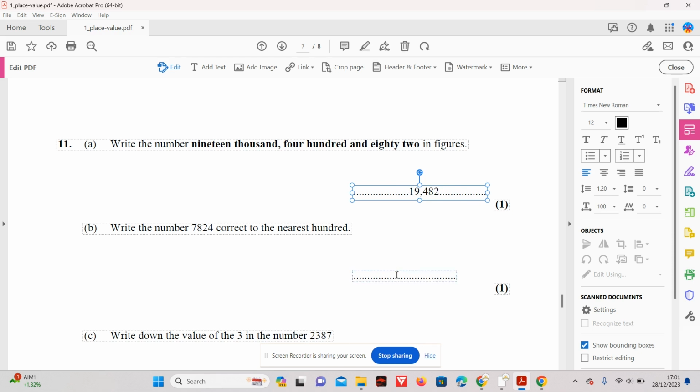Then if you say it to yourself, we've got 19,482. Next question, write the number 7,824 correct to the nearest 100. Again, I'm going to open my tens column. It is a 2, so the 8 is going to stay the same. So we're just going to make that 7,800.